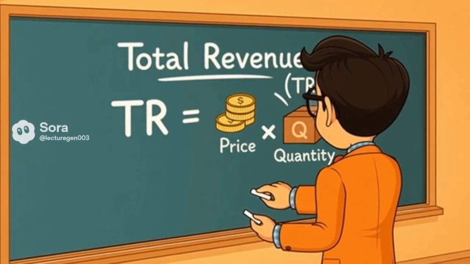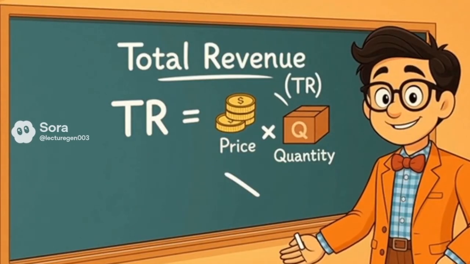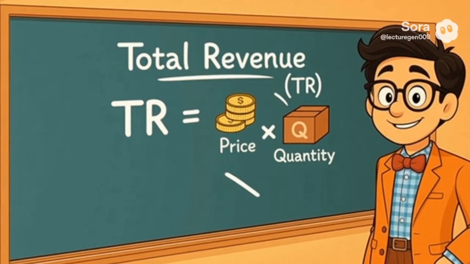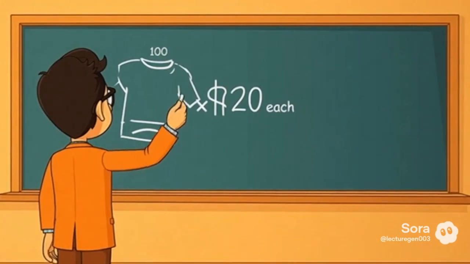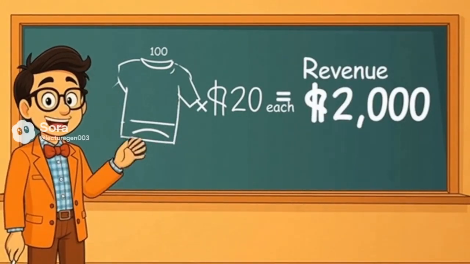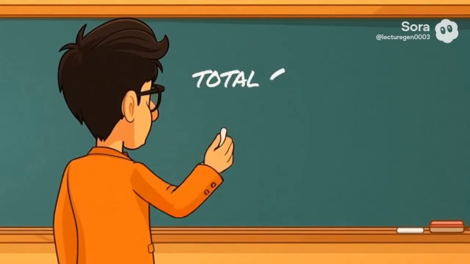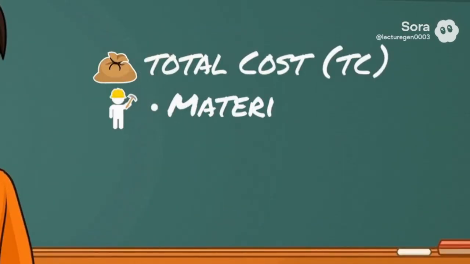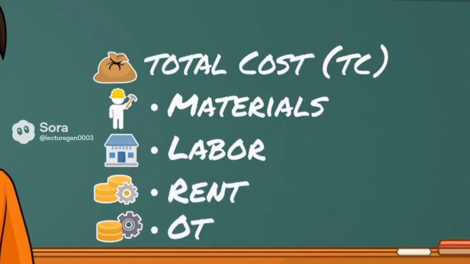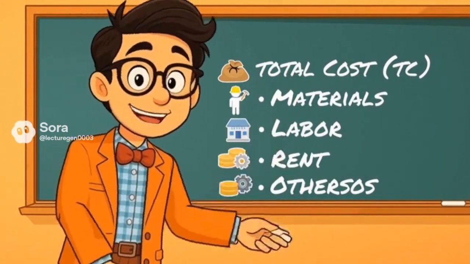It's simply the amount a firm earns from selling its product, price times quantity. For example, if a company sells 100 shirts for $20 each, total revenue equals $2,000. Easy enough, right? Next, we have total cost, or TC. This includes all the costs of producing those goods: materials, labor, rent, and other expenses.